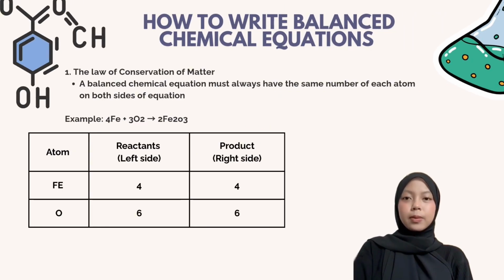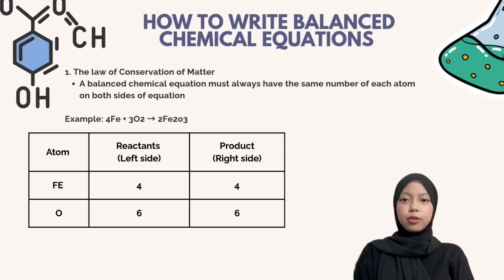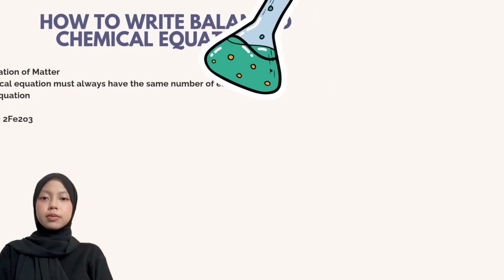Next is how to write balanced chemical equations using the law of conservation of matter. A balanced chemical equation must always have the same number of each atom on both sides of the equation. For example, 4 moles of iron reacts with 3 moles of oxygen to produce 2 moles of Fe2O3. The reactants and products have the same number of atoms.